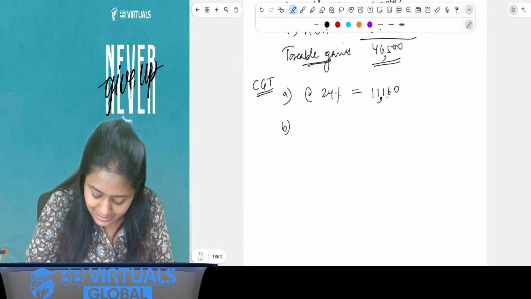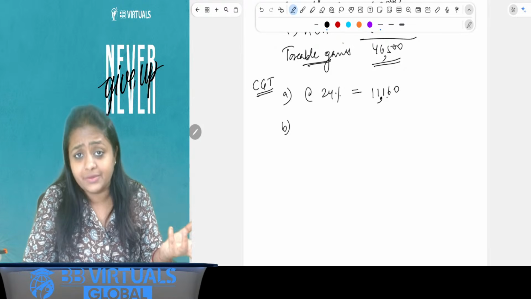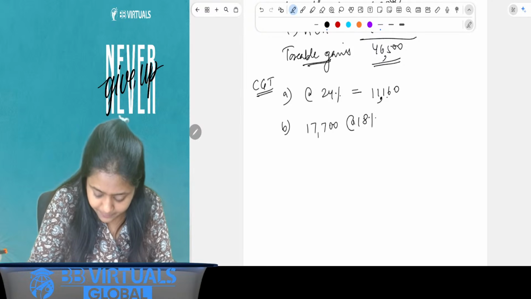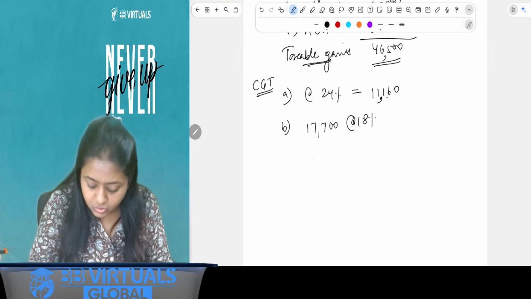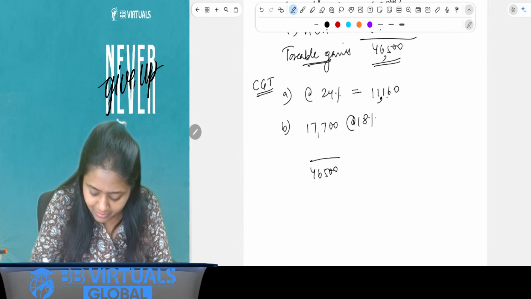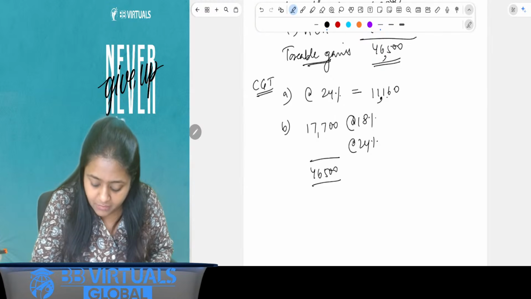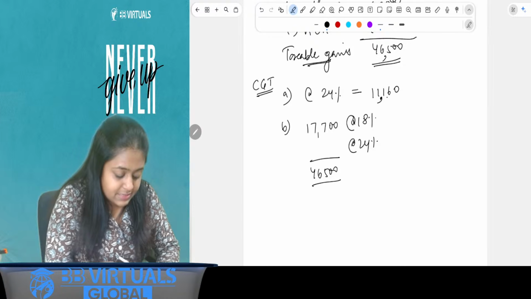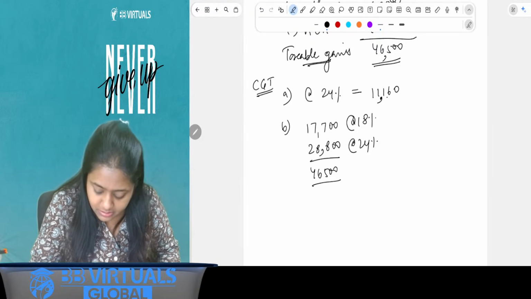So I can say that because it's only 20K, and the BRB is 37,700, the difference is 17,700. That will be at the rate of 18%. And now the total is how much? 46,500. So if I take 17,700 at 18%, the remaining will be at 24%. So that will be 46,500 less 17,700, and that will be 28,800.